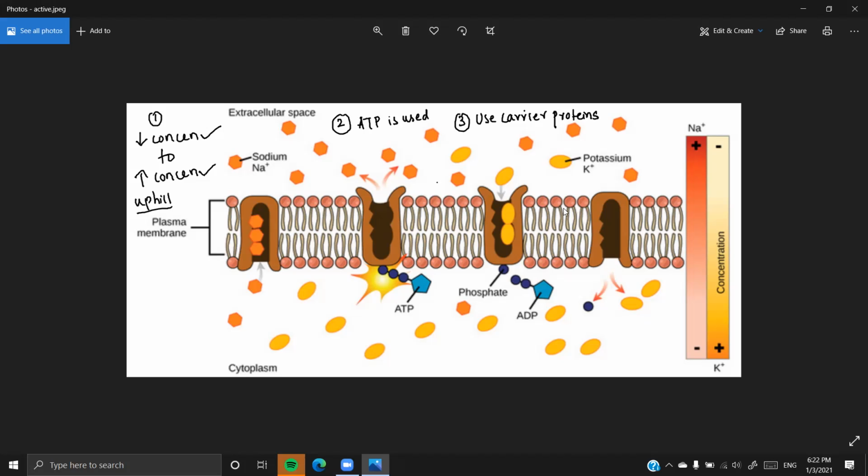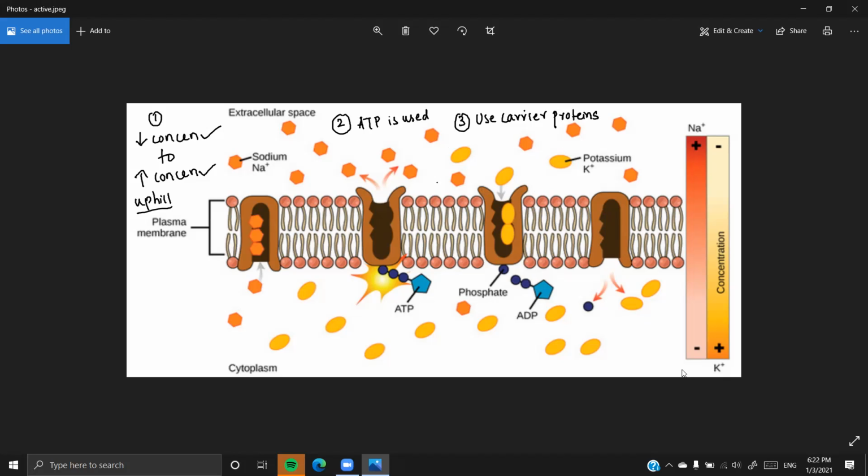So this is the sodium potassium pump, where you can see that we are pumping from a lower concentration to a higher concentration. We also know that the potassium ion concentration is very low in the extracellular space, but with the help of this carrier protein and the hydrolysis of an ATP molecule, by changing the shape of the carrier protein, we can bring the potassium from a lower concentration to the higher concentration here. So these are the basic things that you need to remember.